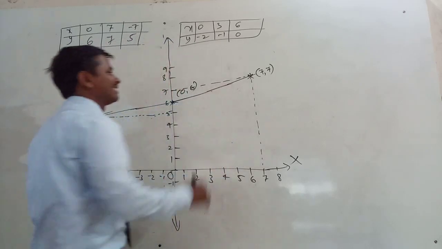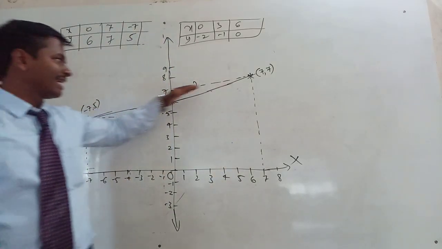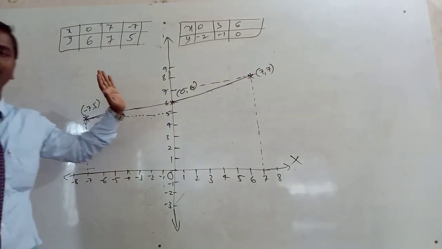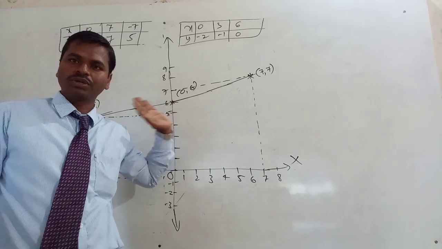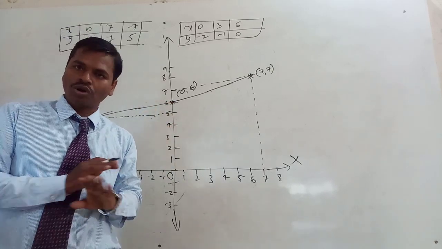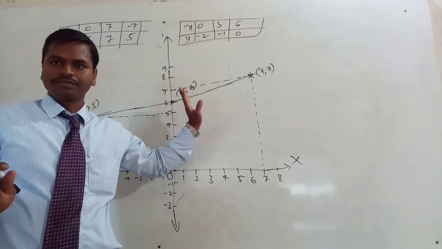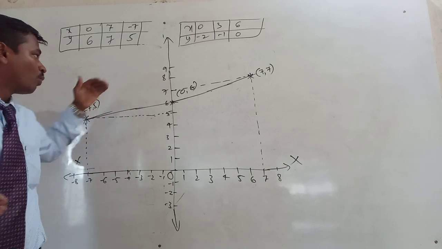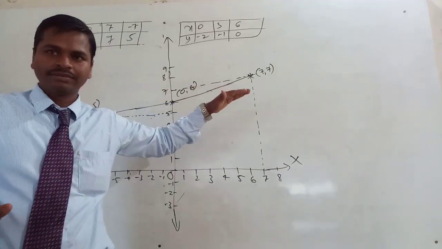We must get a straight line. Then it is a straight line equation. If we get a straight line, it is a proper equation we got here. Proper values we got. If it is not a straight line, then the coordinates are not proper, the values are wrong, because it is a linear equation. That's why we must get a straight line.